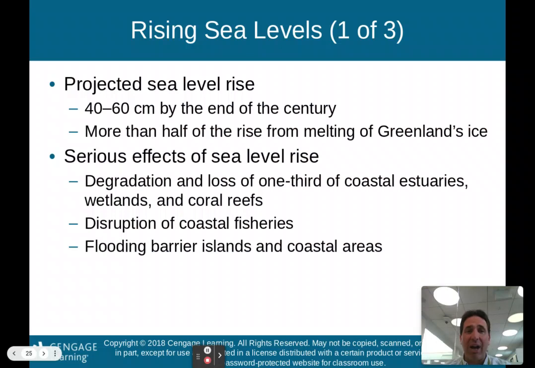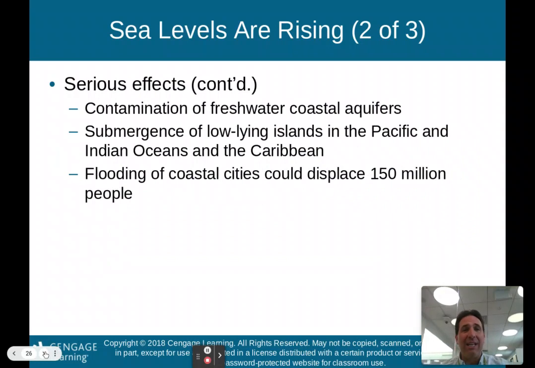More than half of the rise is from the melting of Greenland's ice glaciers. Serious effects of sea level rise: degradation and loss of 1/3 of coastal estuaries, wetlands, and coral reefs could occur. We know how important they are for the natural capital of the planet. Disruption in coastal fisheries and flooding of barrier islands and coastal areas. In addition, you're going to contaminate freshwater coastal aquifers, right? What do we say? Once you get salt into your aquifer, you're done.